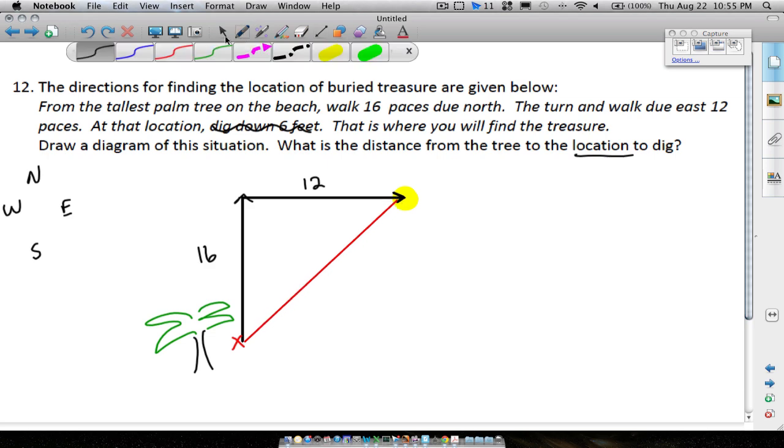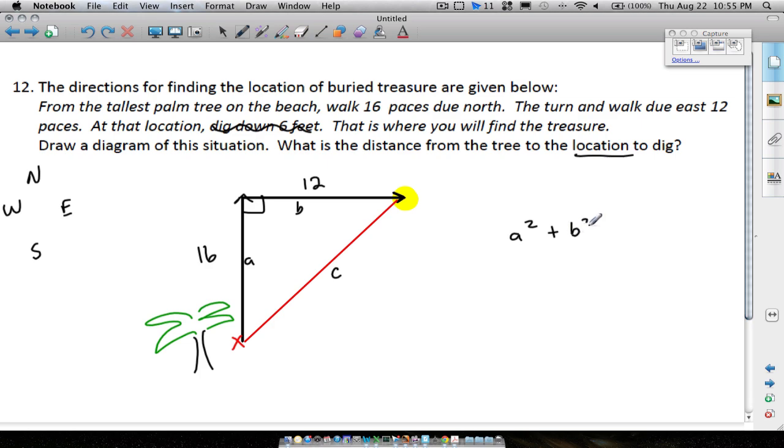So again, this is another Pythagorean Theorem example. This can be A, this can be B, and this can be C. Pythagorean Theorem, A squared plus B squared equals C squared. A is 16, we want to square it. B is 12, we want to square it. And then we're trying to find the straight distance from the palm tree to the location where we're going to dig.